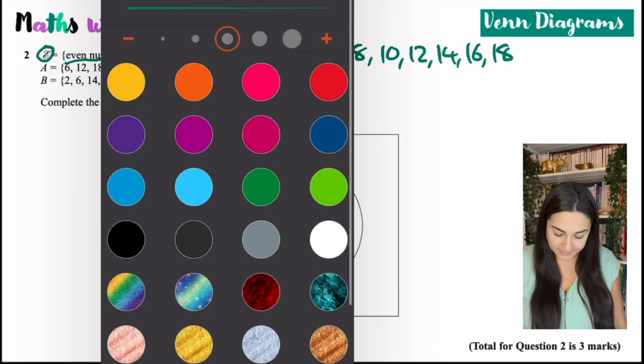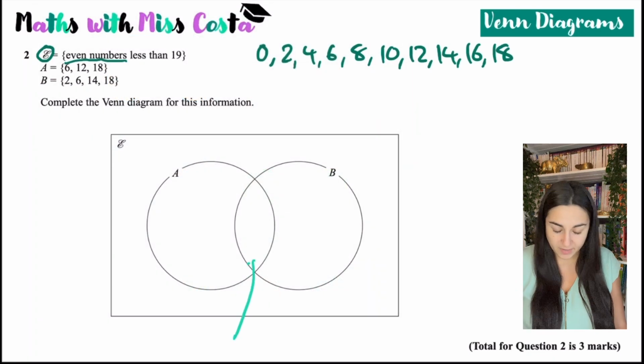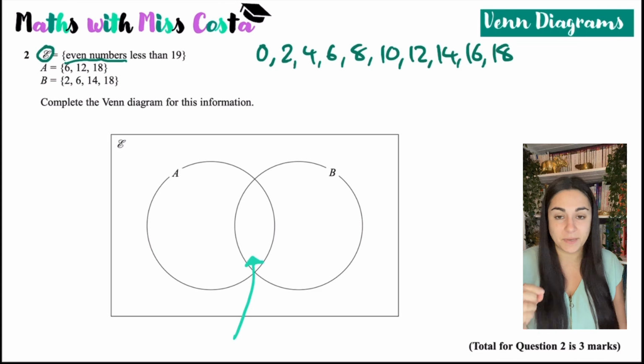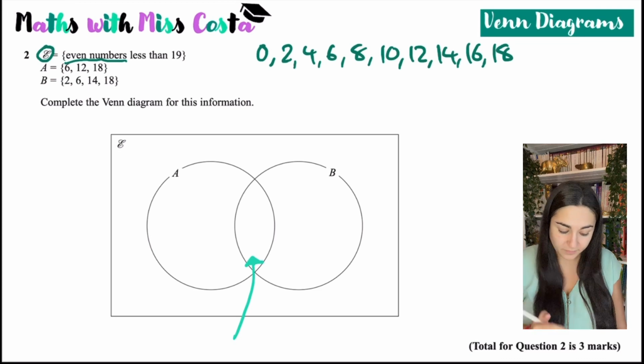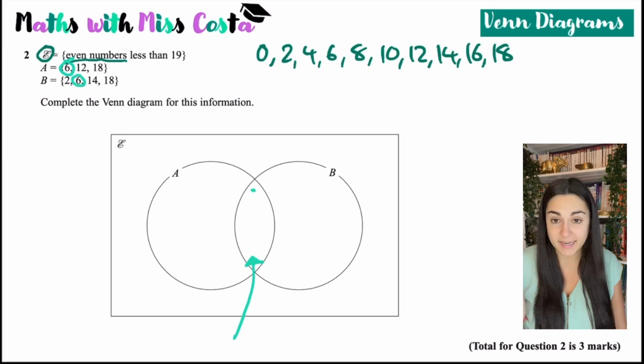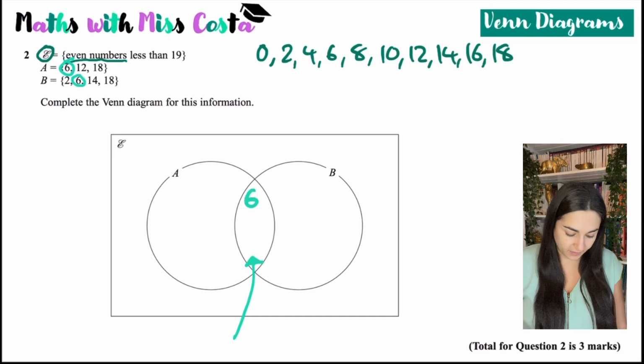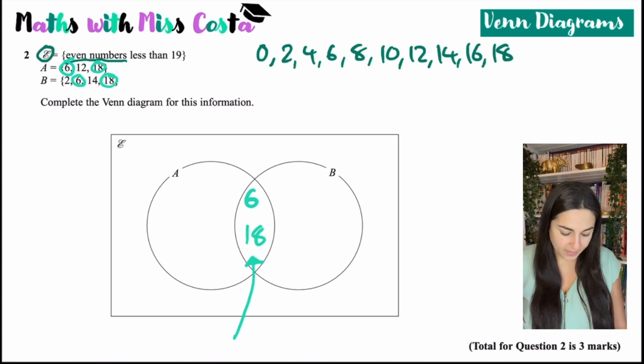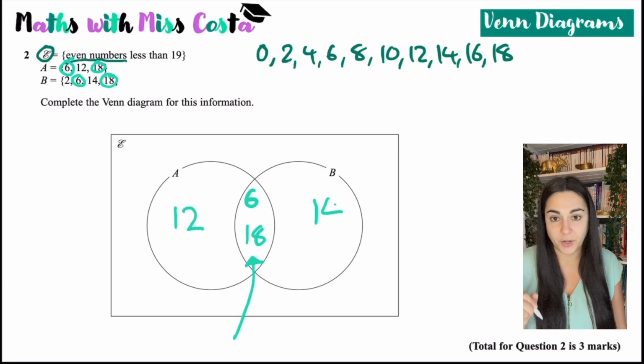So in the intersection, in this little part here, this is where the numbers that A and B have in common would go. So we've got 6 that is in common to both. So I put it in the middle, in the intersection. And I also have 18, which is common to both. Okay, now what else is left? Well, I've got 12 left over for A and 14 left over, and that would go in B.